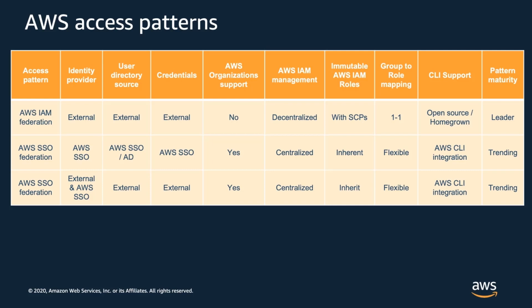IAM roles management is centralized, and AWS SSO manages immutable roles on your accounts. Your builders can also obtain temporary AWS credentials using AWS CLI. This pattern is emerging today, and we keep adding new AWS SSO features and integrations such as SCIM automated provisioning, account entitlements API, and more.